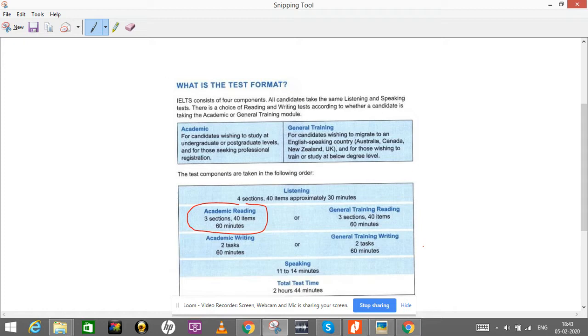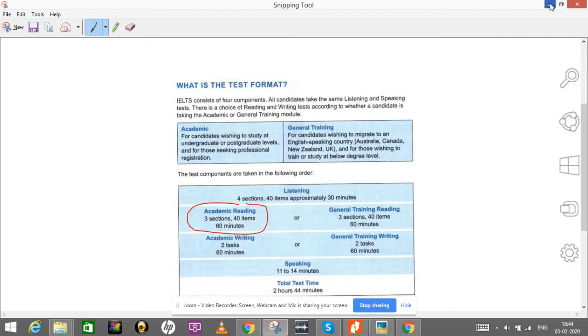So academic reading is a tough area, and general training reading is not so tough, but yes, the marking is difficult. More or less the skills required for solving a particular test are the same, and the marking differs. So it comes out to be all in all the same. Even a person who is appearing for general training reading can also look at this video. It is not a big thing, right?